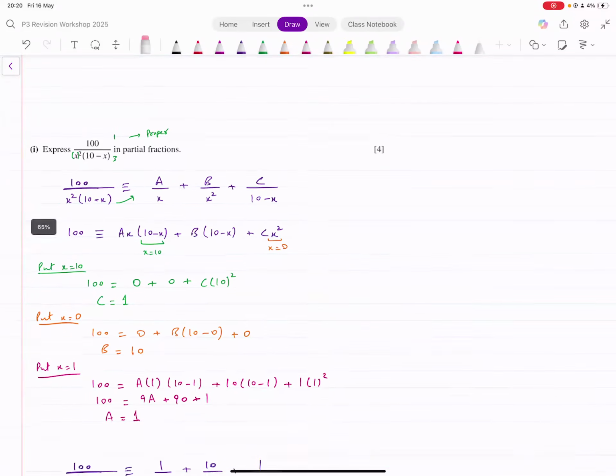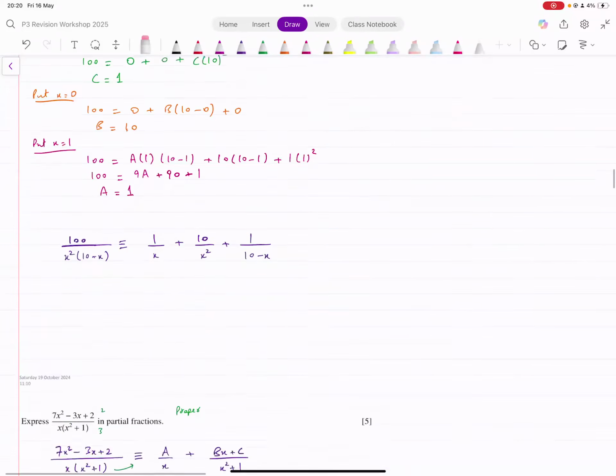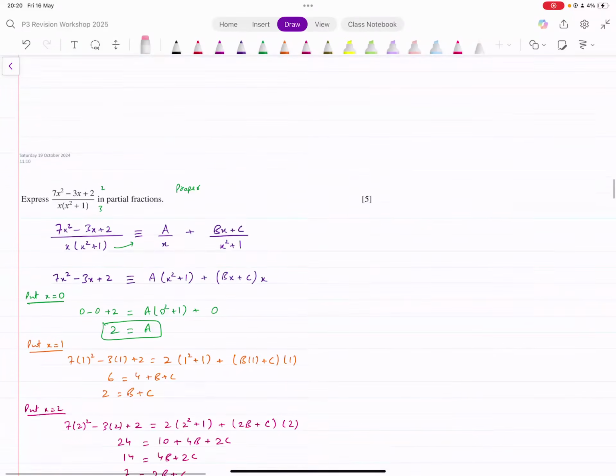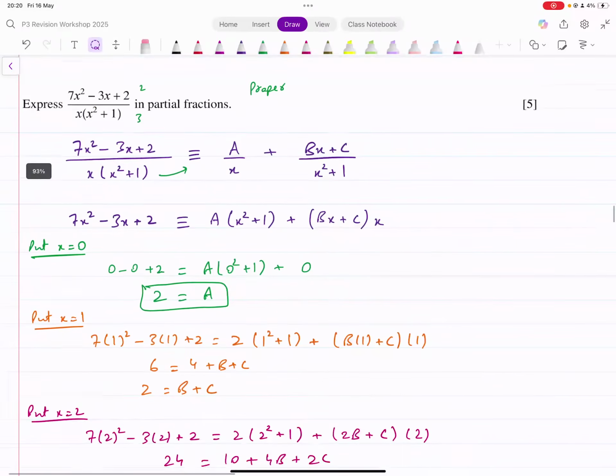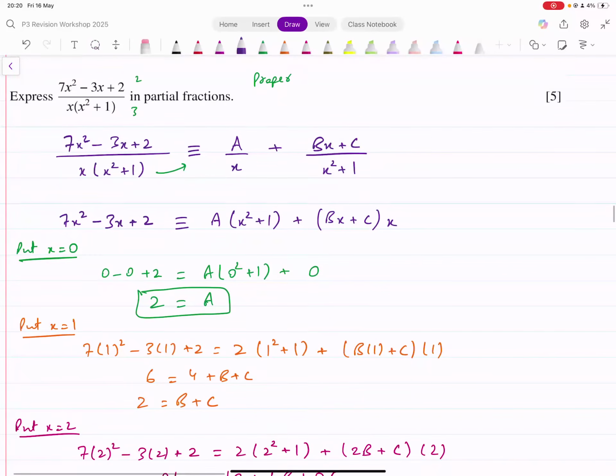Okay, a, b, and c. And that's the factorized form that you end up getting from this. Okay, let's have a look at this example. Now, what about this? This is 7x squared minus 3x plus 2 over x into x squared plus 1.